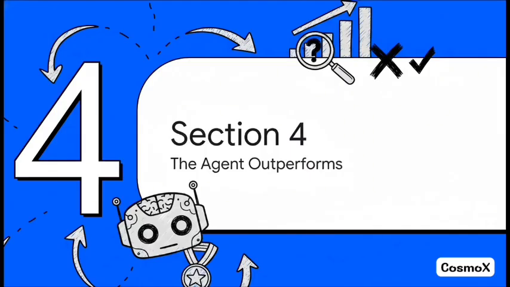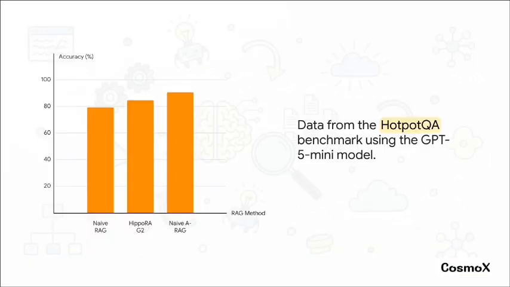Now, this all sounds great in theory, but does it actually work better? That is the million-dollar question, right? And we're going to tackle it in Section 4, The Agent Outperforms. And the answer is a resounding yes. Just look at this data. This is from the HotpotQA benchmark, which is a really tough test for AIs. Naive RAG, the old way, scores about 79%. Even a more advanced method, HippoRAG, only gets to about 85%. But look at this. A simple agentic RAG just blows them away, jumping all the way to nearly 91% accuracy. That is a massive leap in performance.